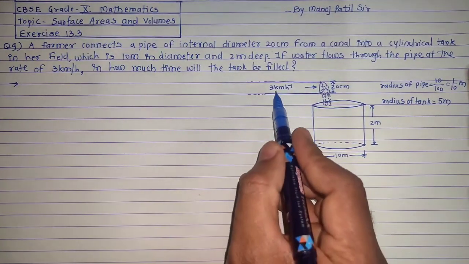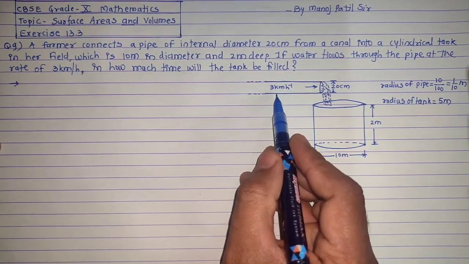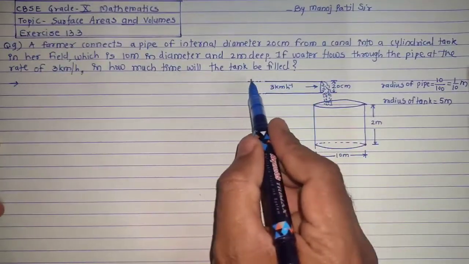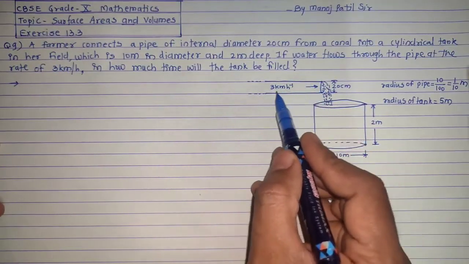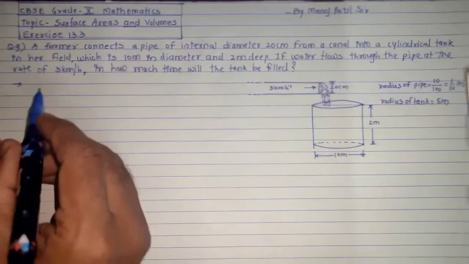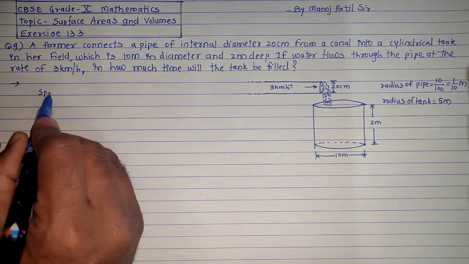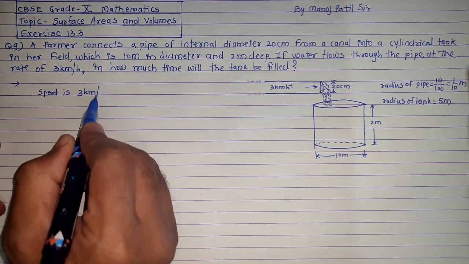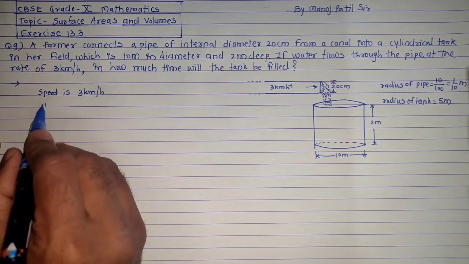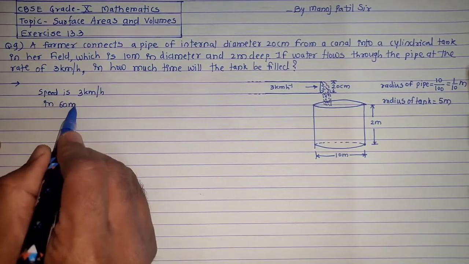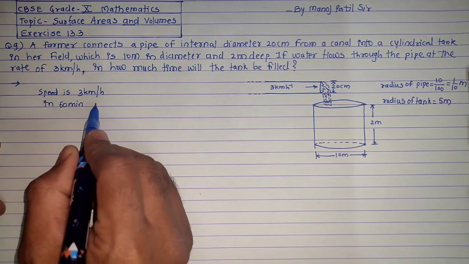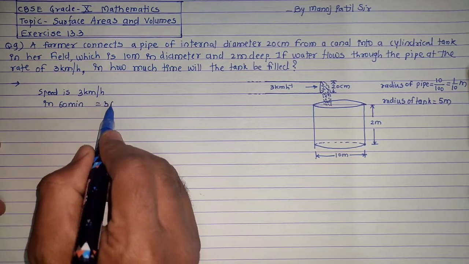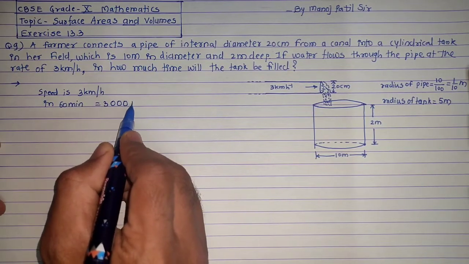So here the speed of the water is given 3 km per hour. It means that the length of the water in this pipe is 3 km for 1 hour. So speed is 3 km per hour. It means that in 60 minutes, the length of water in the pipe will be 3 km. 3 km means 3000 meter, right?